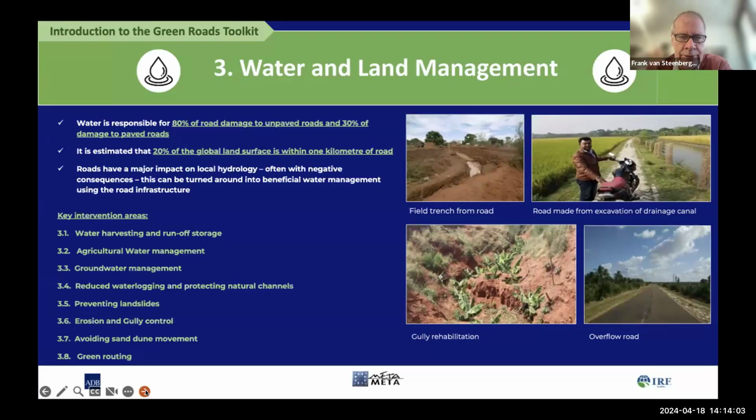We are now descending into the toolkit, where we've identified 8 intervention areas under this important element of green roads. So one is to use roads for water harvesting and runoff storage. The other one is to use roads directly in agricultural water management, for groundwater management, to reduce waterlogging, to prevent landslides, to do erosion and gully control, to avoid sand dune movement, and also to go for green routing.